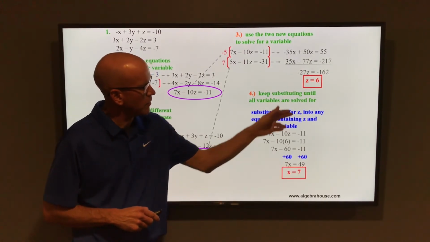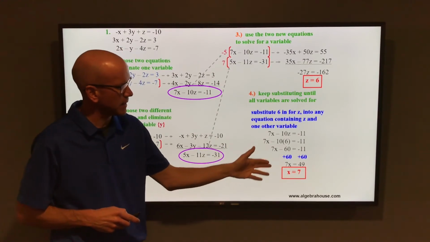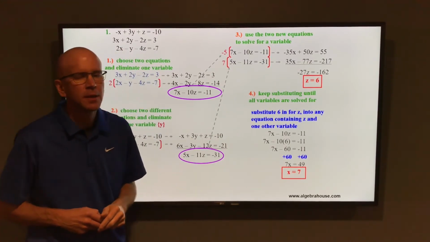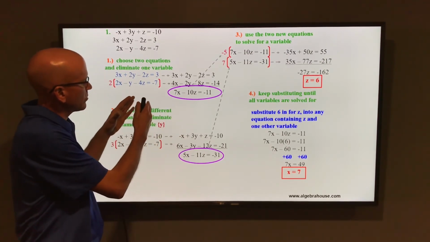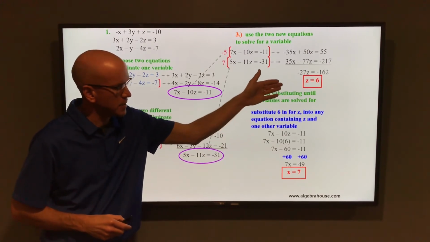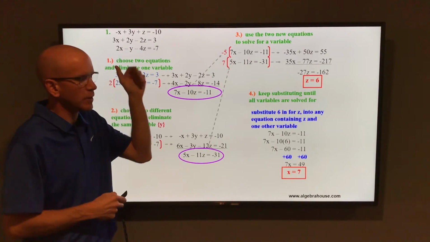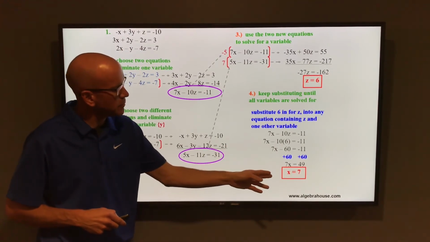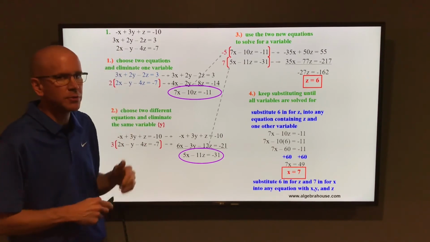So now I know the value of two of the three variables. I know that x is 7 and z is 6. Still need to find y though. So you go back up here where there's an x, a y, and a z. Because I know the value of x and the value of z, I just have to find the value of y. So go back to the beginning, choose one of those equations and substitute 7 in for x and 6 in for z. It does not matter which equation you choose.